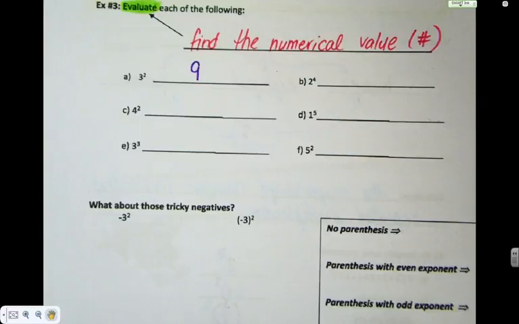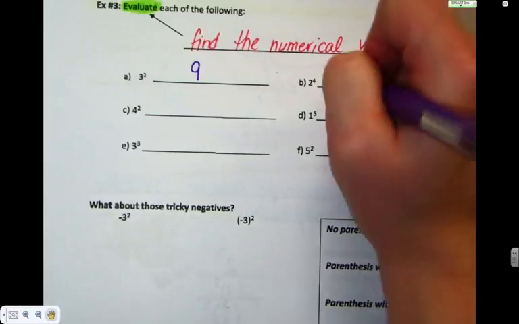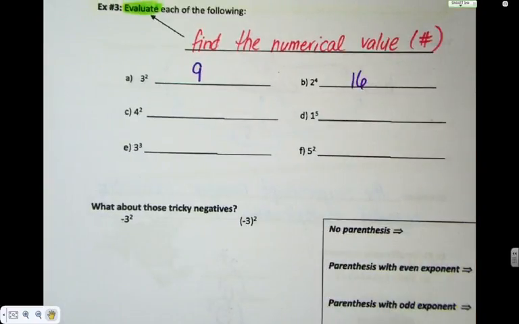Letter B, 2 to the 4 means 2 times 2 times 2 times 2. So it's not 2 times 4. Show me 4 fingers in the air. That's how many times you have to multiply 2. So let's go in order. 2 times 2 is 4, times 2 is 8, times 2 is 16. The numerical value is 16. That's evaluate. Find the number this is equal to.